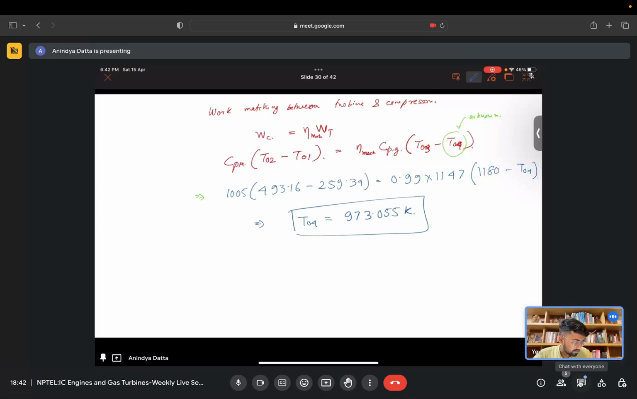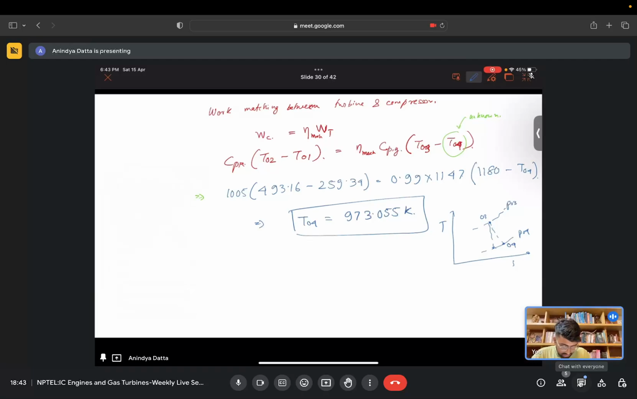So now if you just do the TS diagram, this is our P03, this is our P04, 03, 04. Next, what we have to do is find out the pressure, to find out the pressure P04.